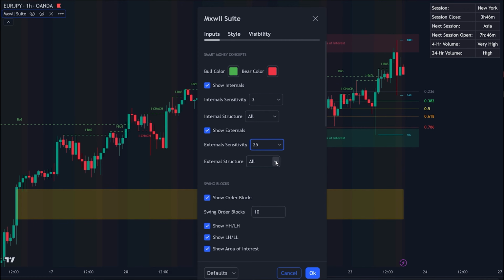For the external structure, you can choose to display either the break of structure or the change of character, or both. For now, I will leave it at the default setting to display both the break of structure and the change of character on our chart.